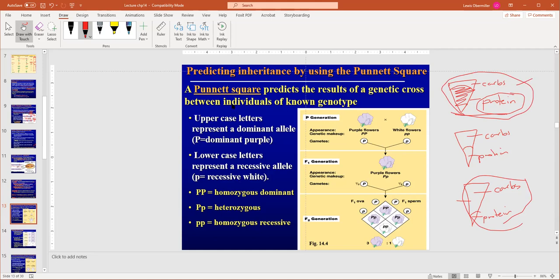All right. So Punnett squares are an easy way to sort of figure out what these gametes are that are going to be made. So we talked about P generation, the parental generation. It's like the grandparents.